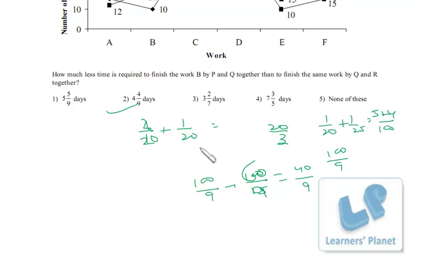Be clear that this is the single day work. 3 by 20 is a single day work, so the total duration will be 20 by 3, reverse of that. And here the single day work is 9 by 100, so the total duration is 100 by 9. So the difference between these two is 40 by 9. That's asked.